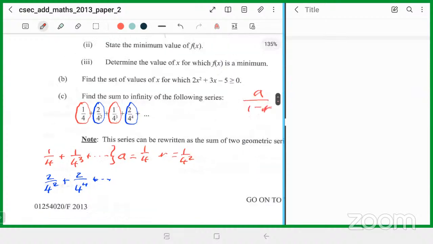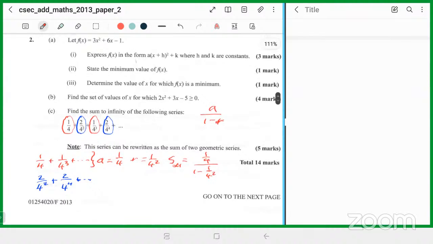All right. So once I have those, I can find the sum to infinity of this one. So my sum to infinity of this one, let's call it sum to infinity 1, becomes, using this formula, the a, which is a quarter, over 1 minus r. My r is this, 1 over 4 squared. Okay, I'll work out what that is right there.